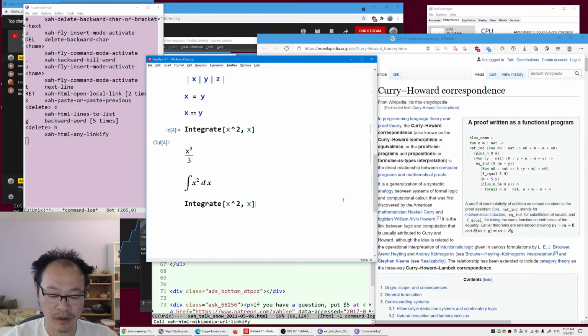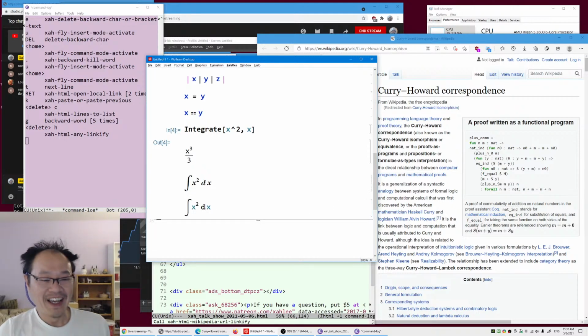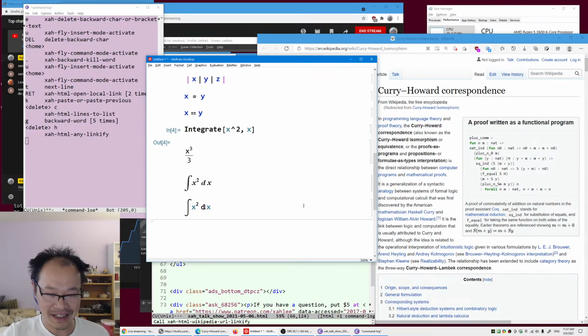Control Shift N. It's still D. Okay, so anyway, this is not a good example. But I can tell you why they still use D.